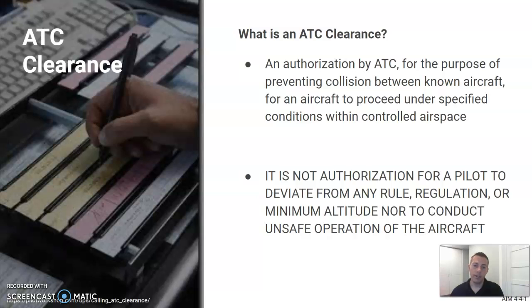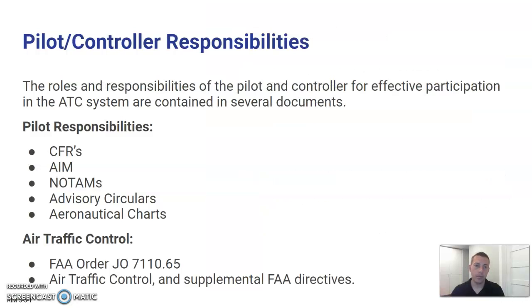It's really important to note that it's not an authorization for a pilot to deviate from any rule, regulation, or minimum altitude, nor to conduct unsafe operation of the aircraft. If you get a clearance that you know you're going to violate a rule or regulation or go below a minimum altitude, you need to ask for a clarification or amended altitude if you know that that's going to be the case. And that comes into PIC authority. So we'll talk more about that.